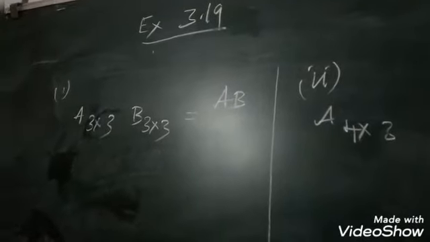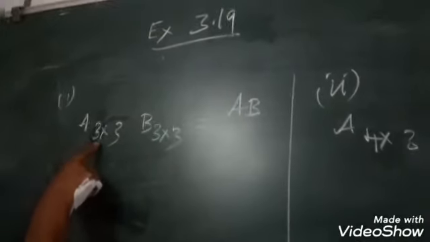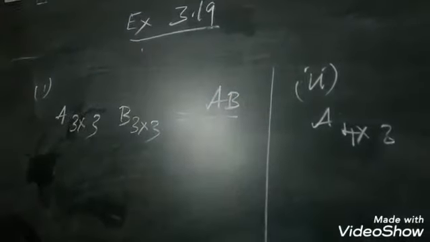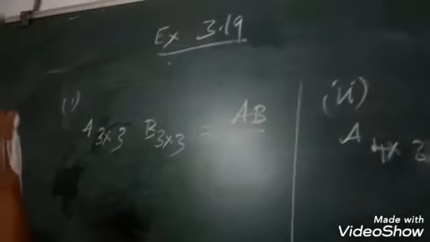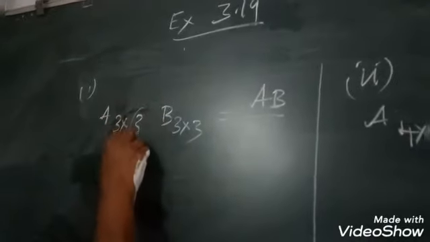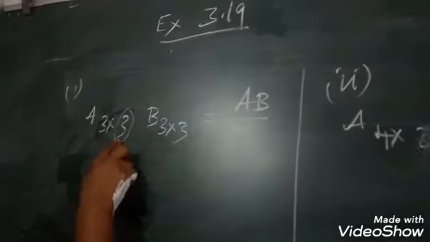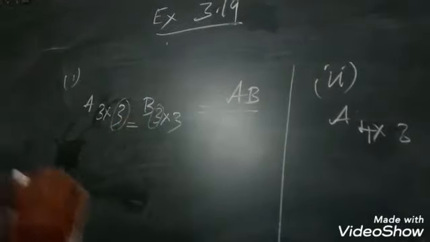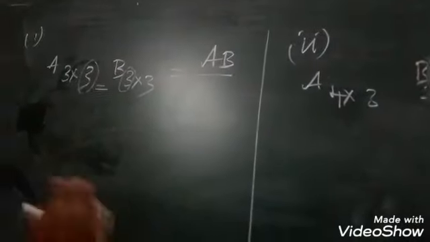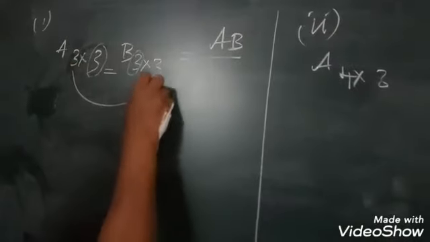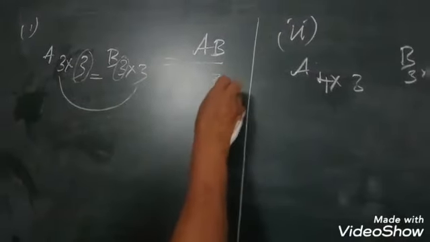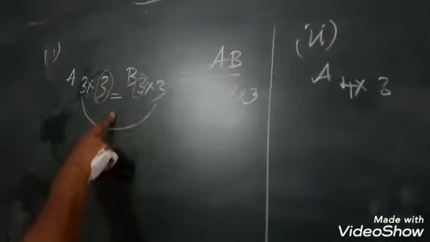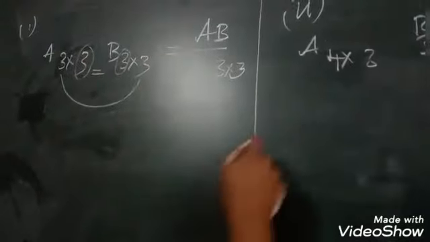See girls, the first one: A order is 3 cross 3, B order is 3 cross 3. We need the multiplication of AB. The rule is, first matrix column, second matrix row. Both should be equal, meaning they can be multiplied, otherwise they cannot be multiplied. Now the order of the product matrix will be 3 cross 3. Okay girls, we understood the first sum. They have given just the orders alone, girls.